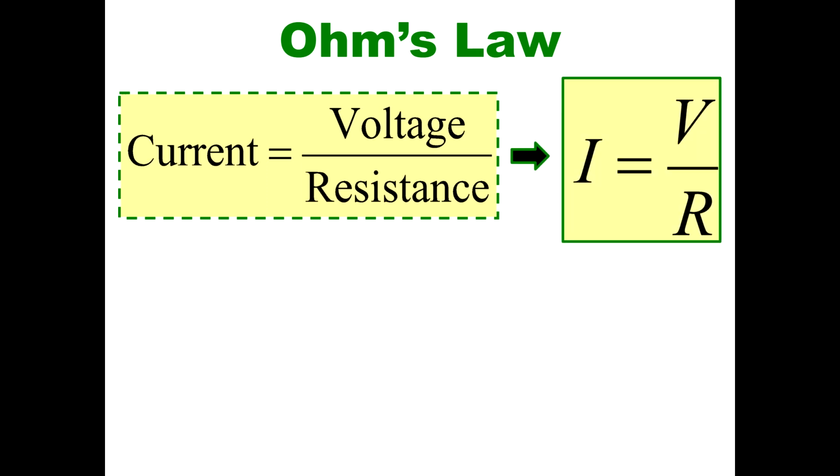Let's use the letter I to represent current. And that's going to be the only weird one. Let's use the letter V to represent voltage. And let's use the letter R to represent resistance. So I equals V over R.